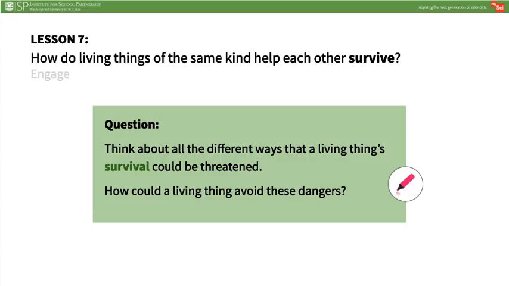In the Engage portion of the lesson, ask students to use a turn-and-talk strategy to brainstorm ways that a living thing could avoid dangers that threaten its survival. After brainstorming, record a few student responses on chart paper for later in the lesson.